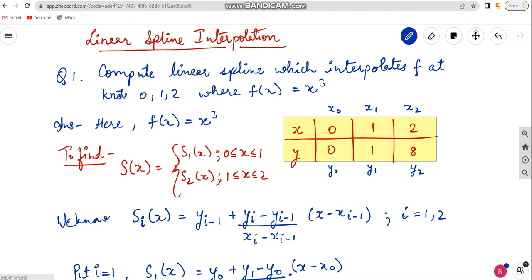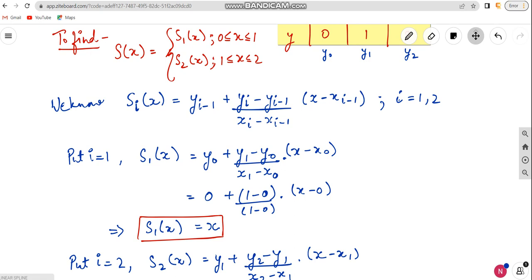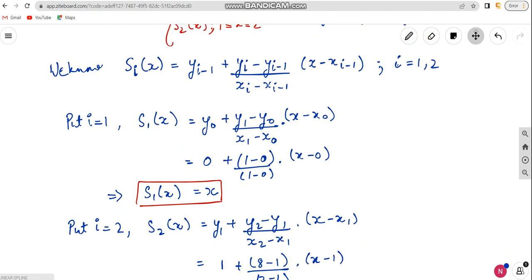So from 0 to 1 is the first spline function, that is S1(x), and from 1 to 2 we have another spline function, that is S2(x). Now we'll be substituting i equal to 1 in this formula to find out the first spline function.